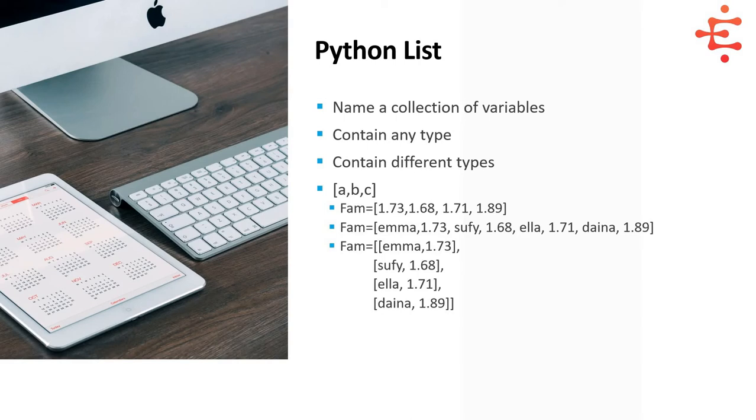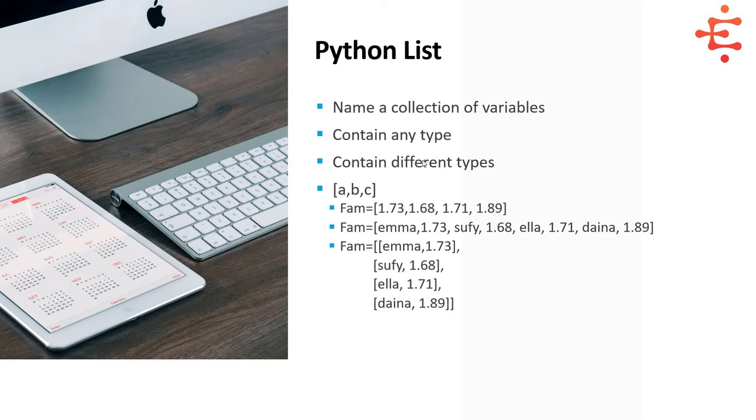All right, so in the third sub bullet point, I can say fam, the third list, which is again modified. Now it contains 4 sublists. How can you recognize that this is a sublist? It is enclosed in additional brackets, like Emma, 1.73. This is enclosed in a separate square bracket. This is list 1. And Sufi, 1.68, this is list 2. And Ella, 1.71, this is the third list. And Diana, 1.89, this is the fourth list. And these all 4 sublists are enclosed in external square brackets, at the beginning and at the end. You can see it, right?